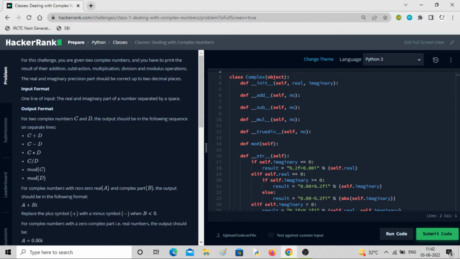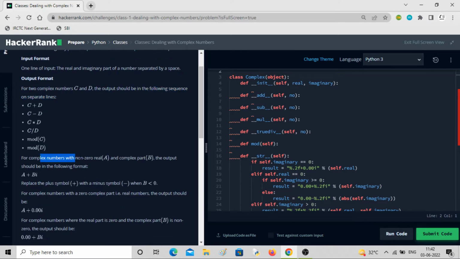Now the input format is like this: the real and imaginary parts of a number separated by a space will be given to you. And for two complex numbers C and D, the output has to be in the following sequence on separate lines: C plus D, C minus D, C into D, C divided by D, mod C, mod D. This is what you have to do at the output.